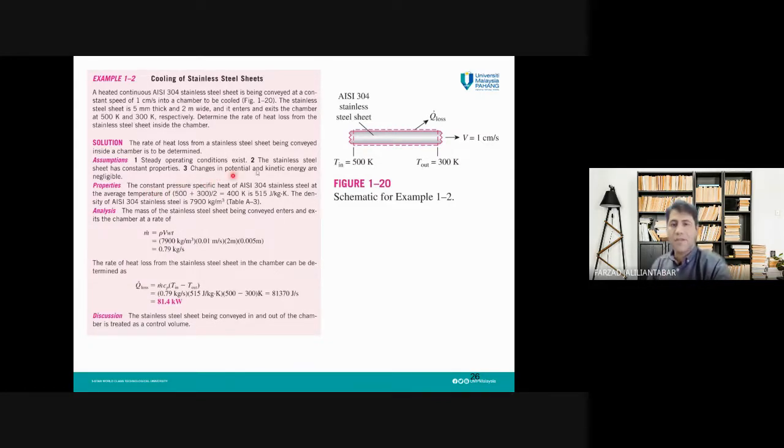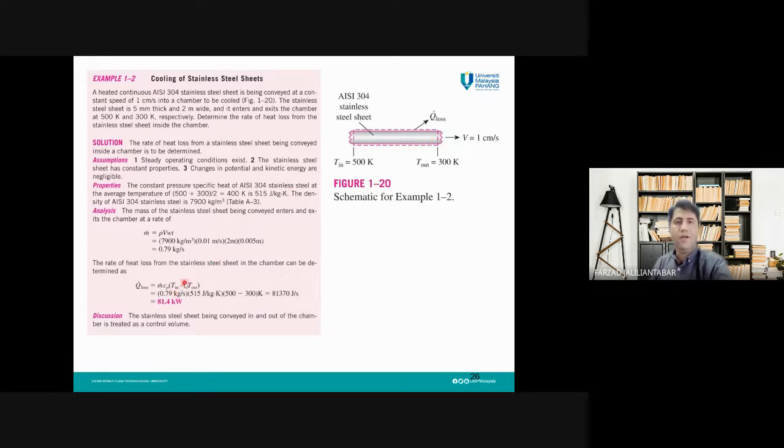Okay, now we are going to calculate heat loss or heat transfer, Q dot loss. How can we calculate that? As I said, we can select our control volume like this. Imagine a part of this sheet, we select that as our control volume. The sheet will enter our control volume from this side, and from this side will go out. Or we can say we have a flow of the sheet in this control volume.